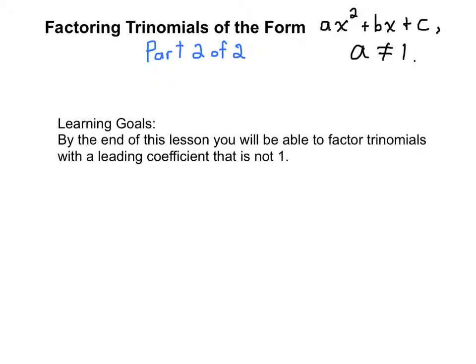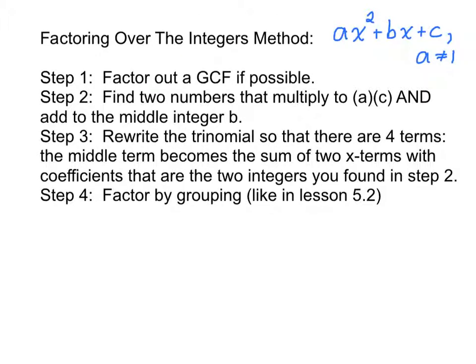This is the second video of part 2 of factoring trinomials, and in this video we're going to look at factoring trinomials of the form ax squared plus bx plus c when a does not equal 1, or the leading coefficient is not 1. Okay, so let's look at the steps of how to factor over the integers when you have a trinomial and the leading coefficient is not equal to 1.